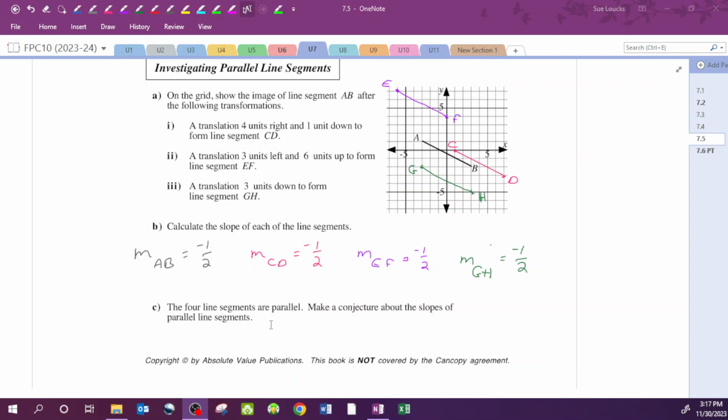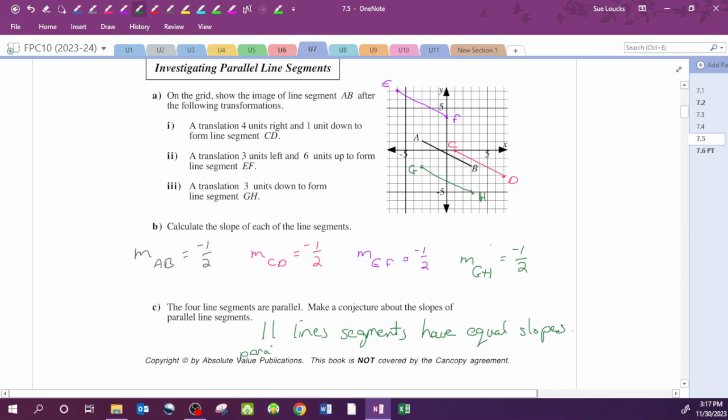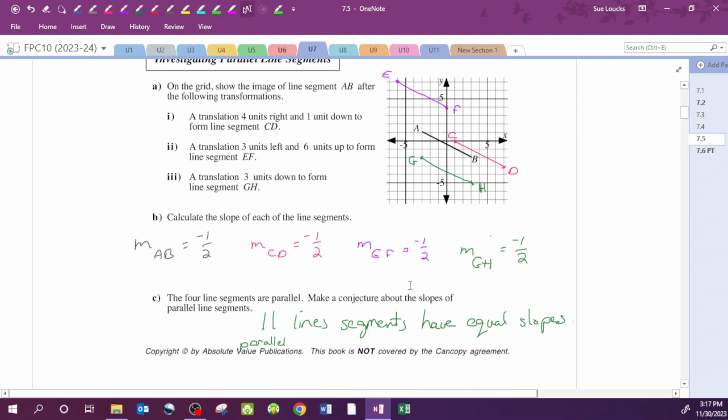So I would say parallel line segments have equal slopes. Okay, is that fair? Oh, then this is a symbol for parallel. Parallel. Okay, next page.